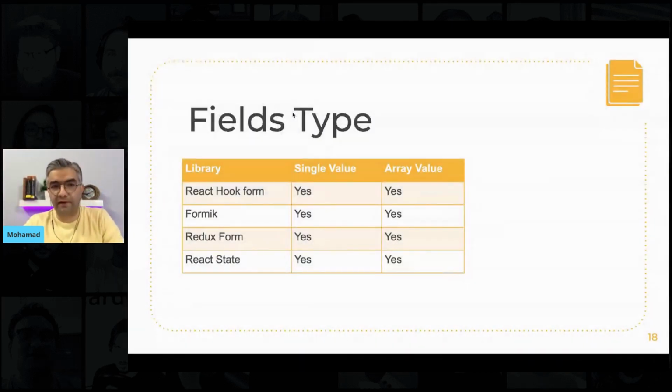So how about field types? All of them support all kinds of fields. By single value, I mean the fields that contain only strings, numbers, just a single value. By array value, I mean the ones that are related to an array. For instance, if you have a cart, the product items that you've put in the cart are an array. Those kinds of fields are array types, but single value could be, for instance, first name, last name, gender, and other stuff.